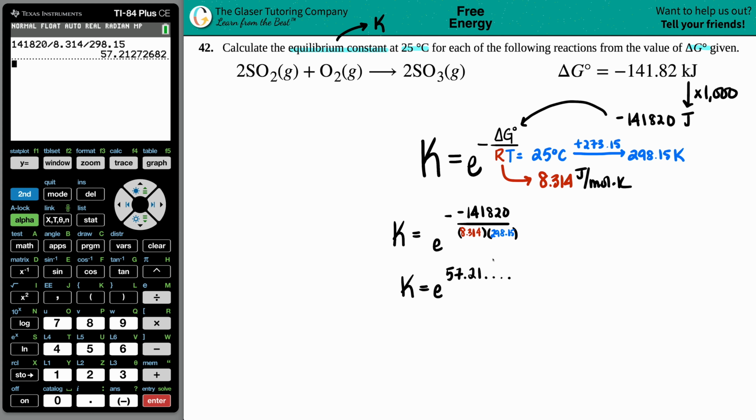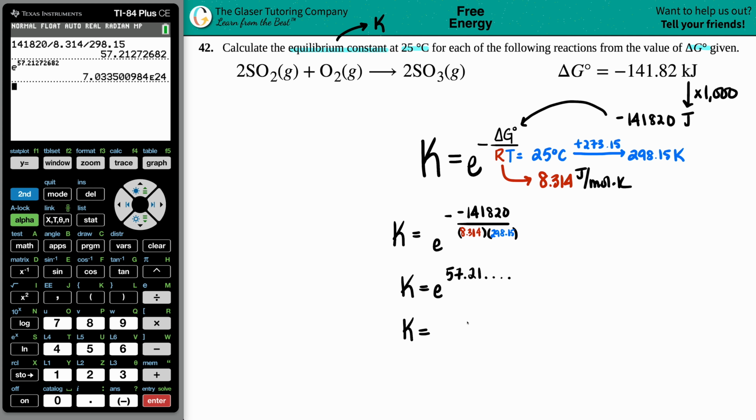But when I actually do this next calculation, I'm going to make sure that I plug in all those values. So we have K equals, here we go, we're getting to the final answer, second ln, which is the E button. Grab all those numbers. That's why I love the TI-84. Press enter. And there you go.